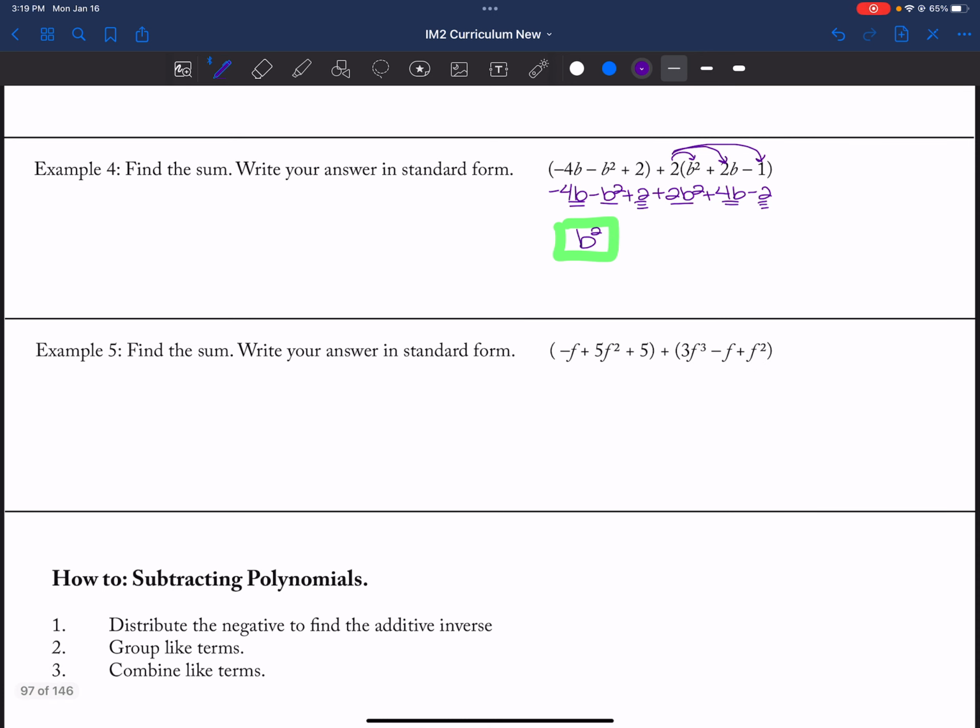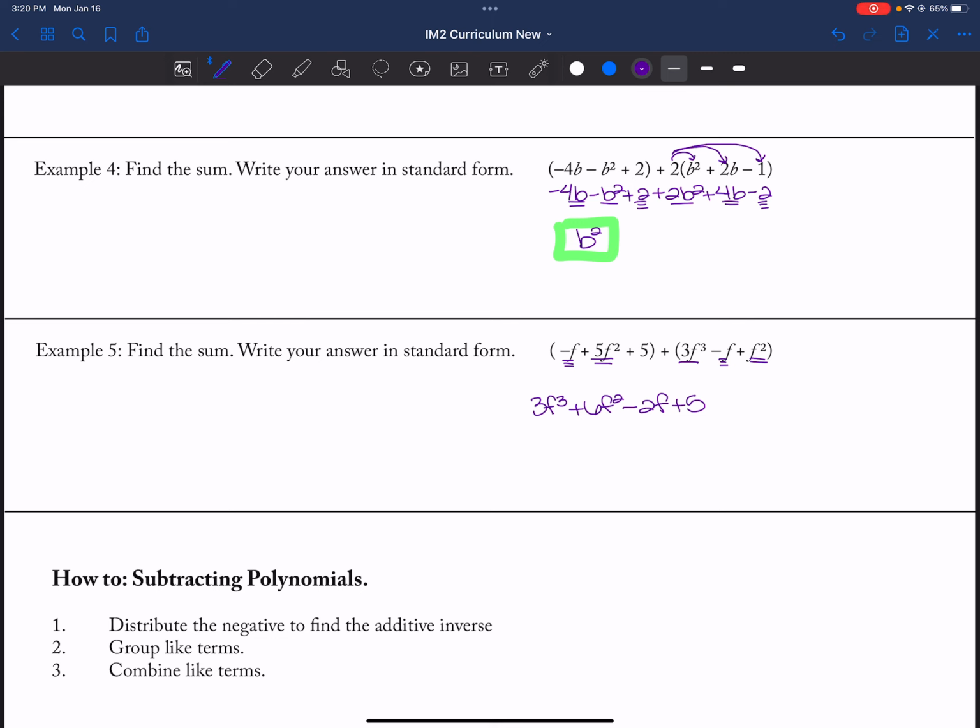And then now, I have an f cubed here. Only one f cubed, though. So I have just this one f cubed. So this is 3f cubed. Then I have 5f squared and an f squared here, which gives me a 6f squared. And then I have a negative f and a negative f, which gives me negative 2f, and then a plus 5.